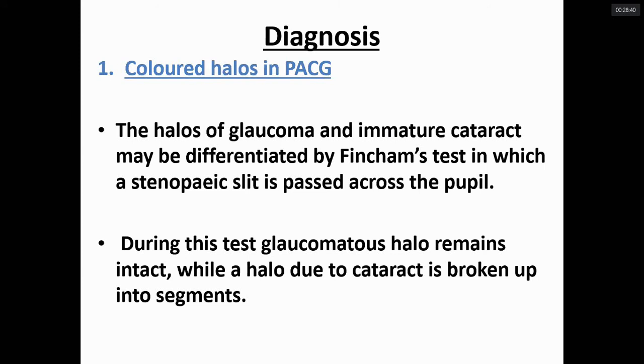There is one rod and one glass, through which we ask the patient to see. Those rods will be intact in the case of the glaucomatous halo, whereas in the case of immature cataract you will see it broken into segments. So the saddle will be broken down into segments.